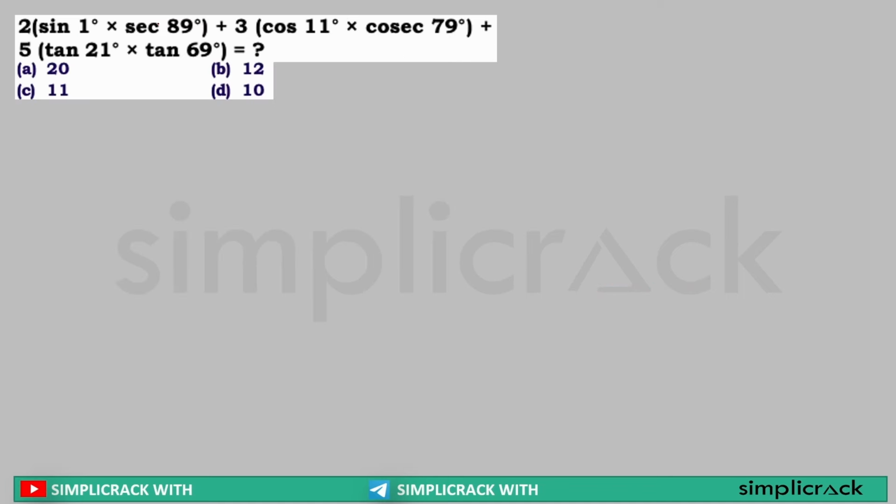Now see, it is saying sin 1 into sec 89. Sin sec, 1 degree plus 89 degree is equal to 90. That means sin into sec is equal to 1, plus 3 cosec 11 degree 79 degree. 79 plus 11 is equal to 90. So cos and cosec will be 1, plus 5 into tan 21 tan 69. Here 21 and 69 are 90 degree. That means they are complementary. So this multiplication will be 1. That means this is 2 plus 3 plus 5, which is equal to 10. Option D.